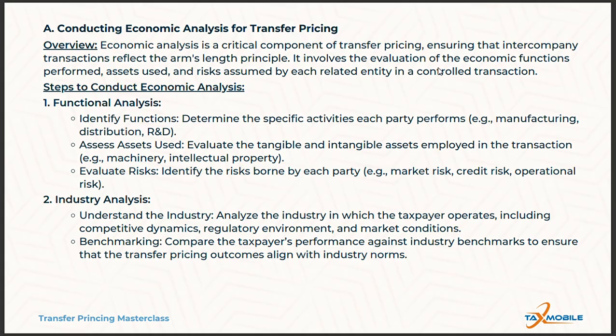Now, with respect to asset use, the second aspect is evaluating the assets involved in the transaction. This includes both tangible assets such as machinery or inventory, and intangible assets like intellectual property, patents, brand value, or proprietary processes. For example, if one entity contributes a significant intangible asset like a patented technology, these assets will greatly influence the value of the transaction and the profit allocation between entities. Now, we also need to look at evaluating risk.